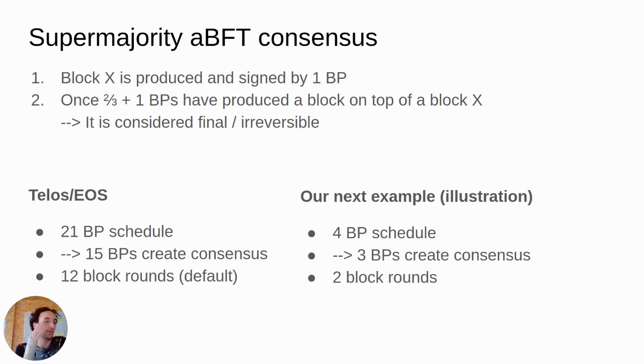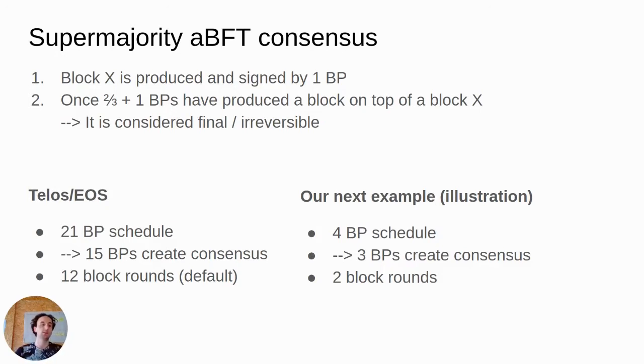So the way that works is it uses a supermajority, a 2 out of 3 plus 1 consensus. So 2 out of 3, so 66% of whoever is permissioned, plus 1, that is the amount needed to achieve consensus. The way that works is a block producer at their given slot time creates a block. Once that supermajority of block producers has built a block behind it, it's considered irreversible.